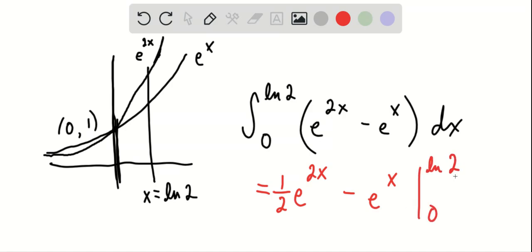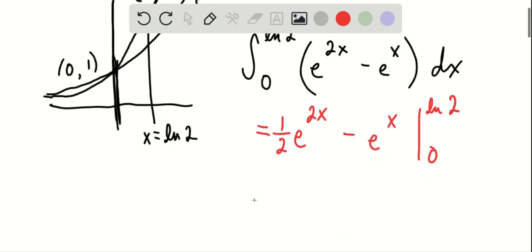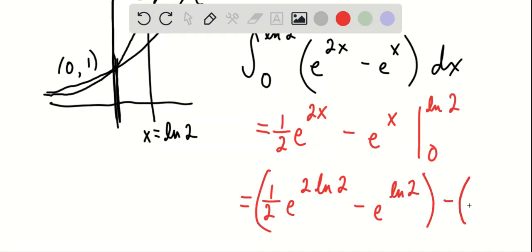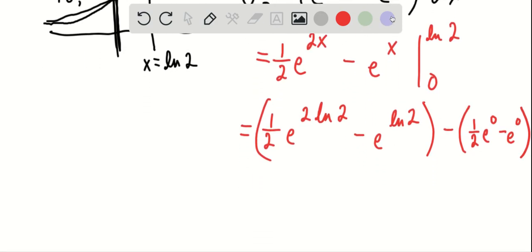natural log of 2. So as we plug things in, you get 1/2 e to the 2 natural log of 2 minus e to the natural log of 2, minus 1/2 e to the 0 minus e to the 0. And you might say, well, 2 times 0 is still 0. I just wrote that. Now, I would do a lot of work just to make sure I'm doing this correctly. I thought I'd change colors. Okay.